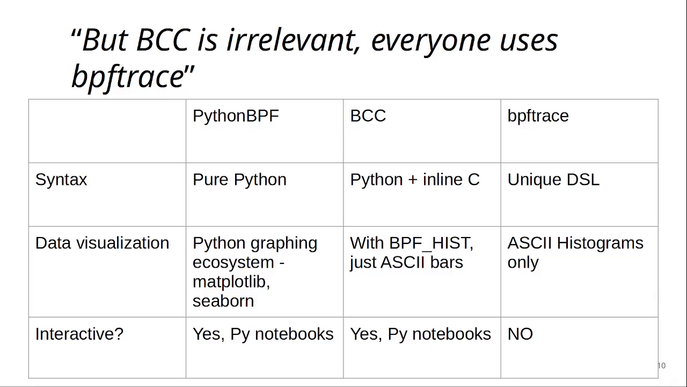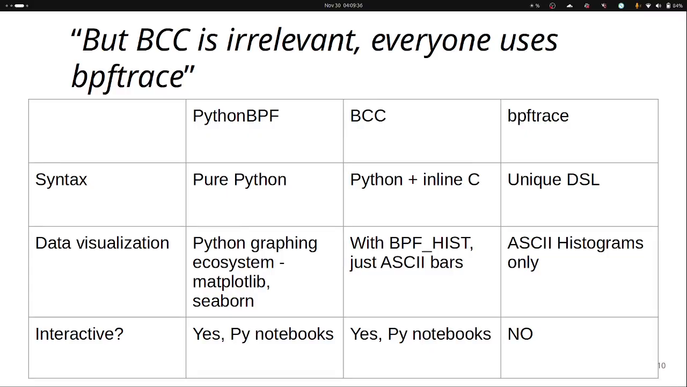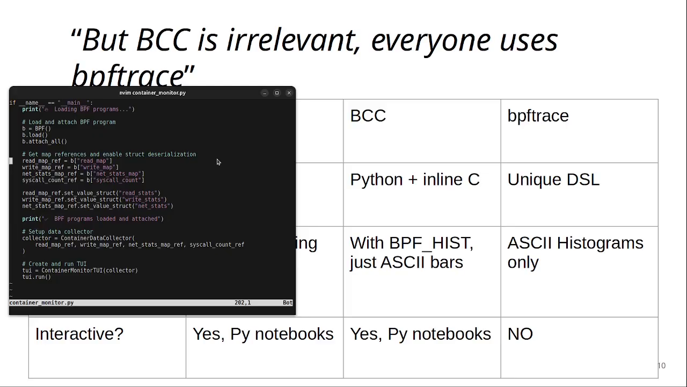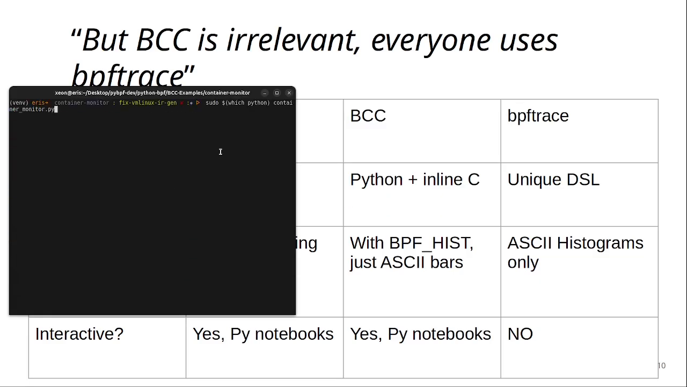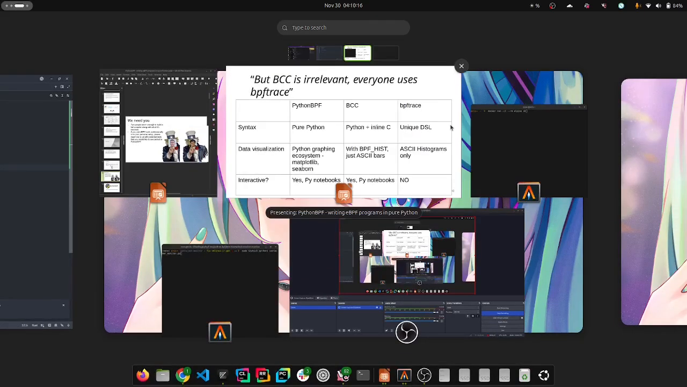Now I'll be showing you the demo of one of the tools we have written in PythonBPF. This is a tool that uses PythonBPF and its sister library PyLibBPF, the libbpf bindings we wrote, to get container statistics by monitoring cgroups. We first spin up a Docker container and open its cgroup to see its statistics.